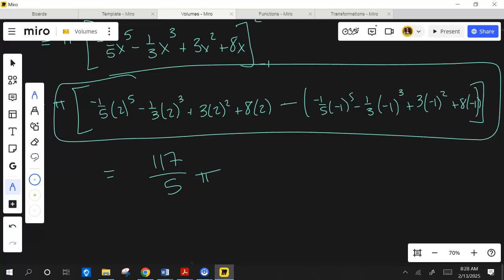If you did put it in your calculator, you could go math, enter, and get that fraction too.